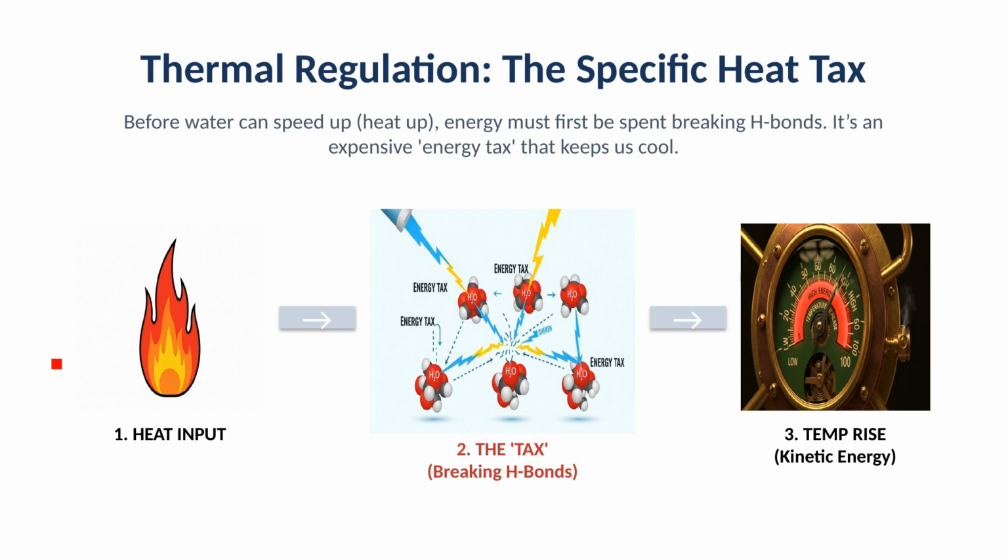Water also protects us from temperature swings. Look at this energy tax infographic. Before water molecules can move faster, which is what heating up actually is, the energy has to first go toward breaking those H-bonds. See the flame icon targeting the dots? That energy is spent on bonds before the temperature gauge even moves. It's a built-in safety buffer for the planet.